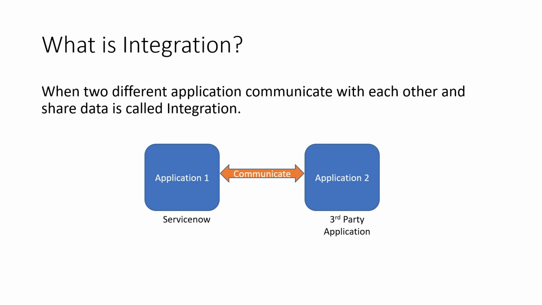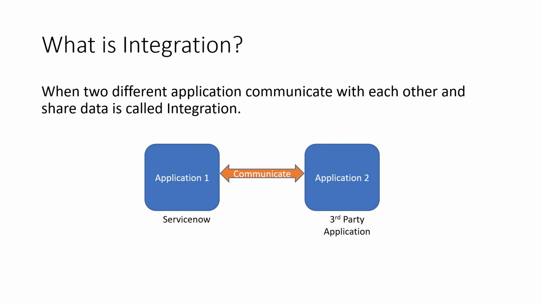Integration means when two different applications communicate with each other and share data. For example, here application one is ServiceNow, and application two is a third party application. We don't know what the different types of applications are. Third party applications could be Jira or Python. So different types of applications need to communicate.